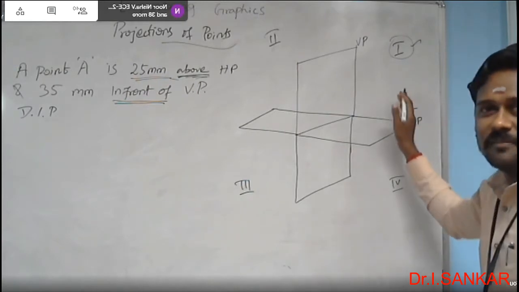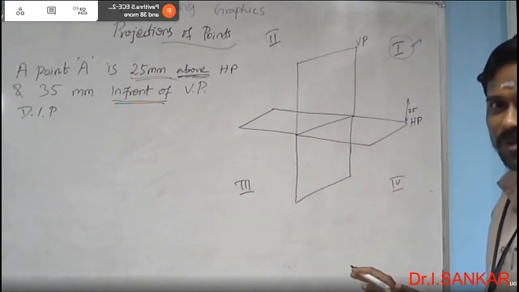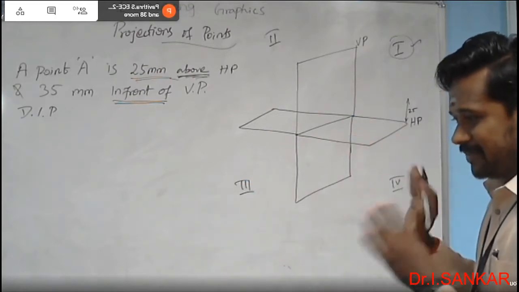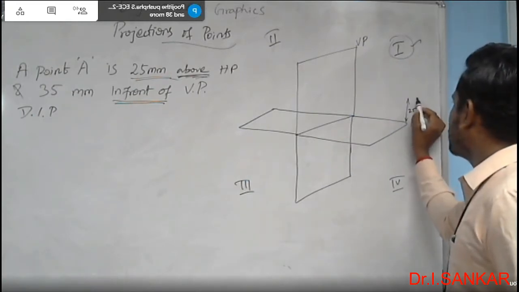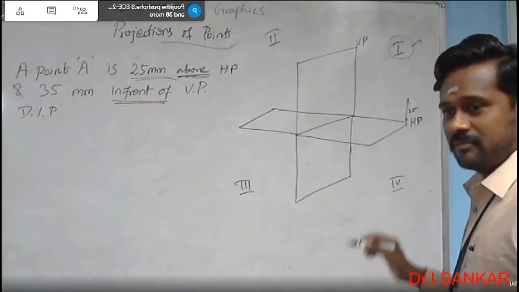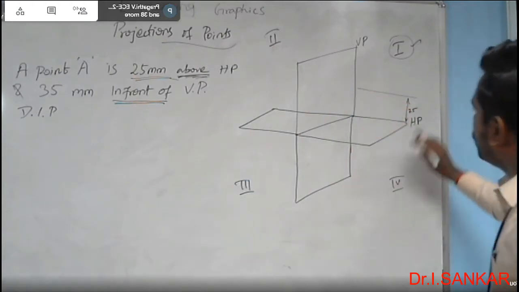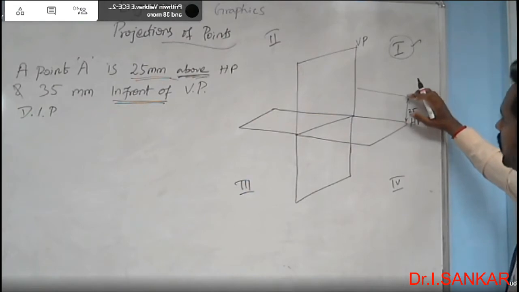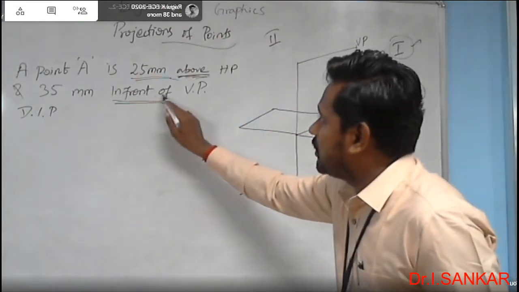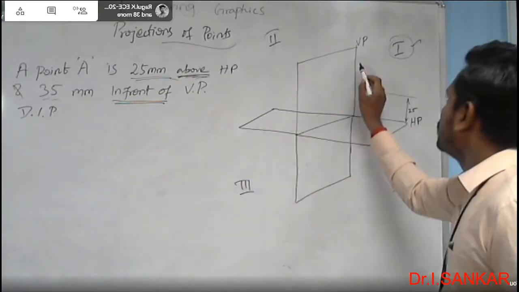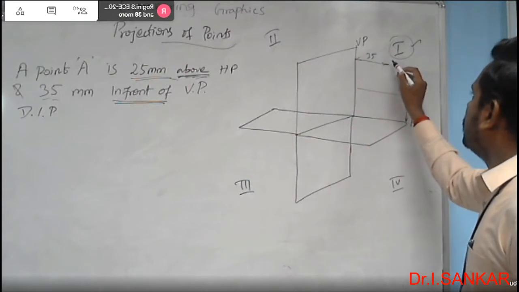So my method of dimensioning and mentioning the dimensions is poor in this board environment. You should not consider these things. You have to follow the standards for dimensioning in your paper perfectly. So, above the horizontal plane 25 mm and in front of the vertical plane 35 mm. In front of the vertical plane 35 mm.